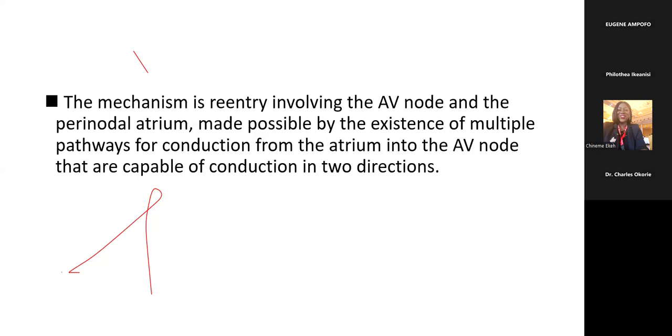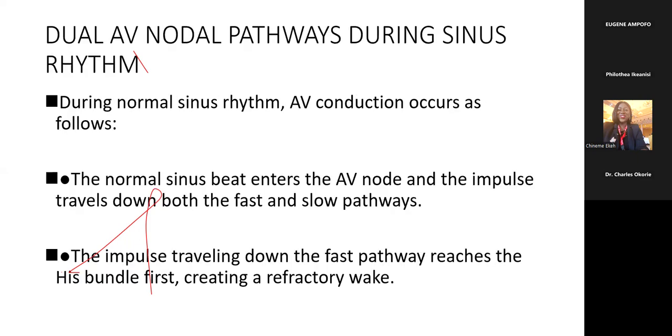The next slide, the mechanism of AVNRT, is re-entry involving the AV node and the perinodal atrium. This is made possible by the existence of multiple pathways for conduction from the atrium into the AV node, and these are capable of conducting in two directions. So the next slide tells us about the dual AV nodal pathways during sinus rhythm in AVNRT.